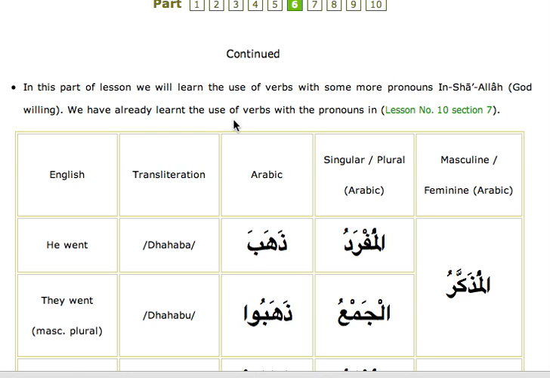So if I say 'Ta'al', it's 'come here', it's easy, right? But if I were to say 'that book is big', I would not go 'al kitabu kabir'. All right, I don't know that now, so I'll show you when I get there. Okay, in this part of the lesson, we learn to use verbs with some more pronouns.